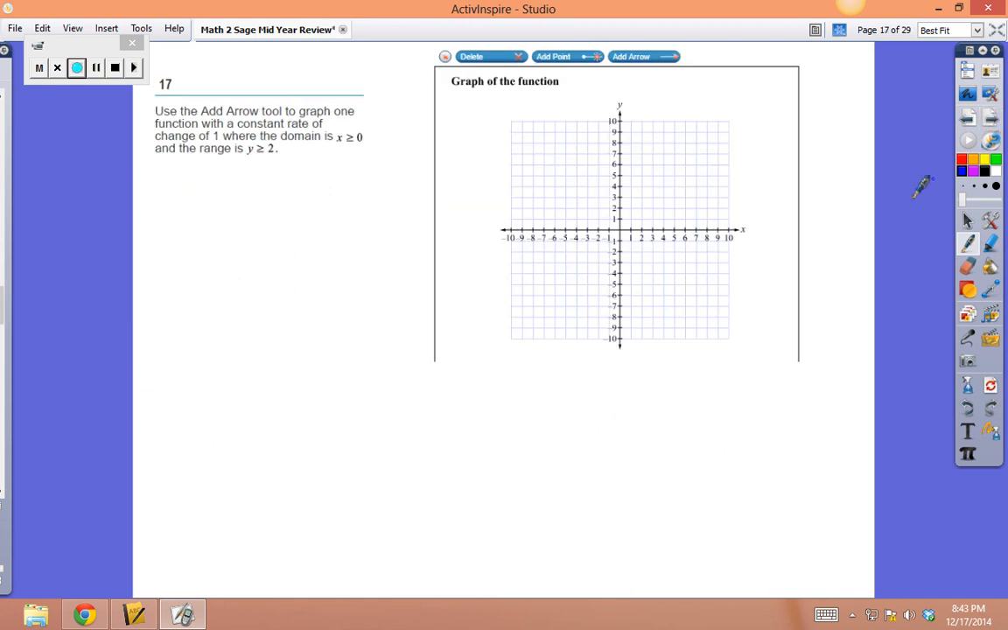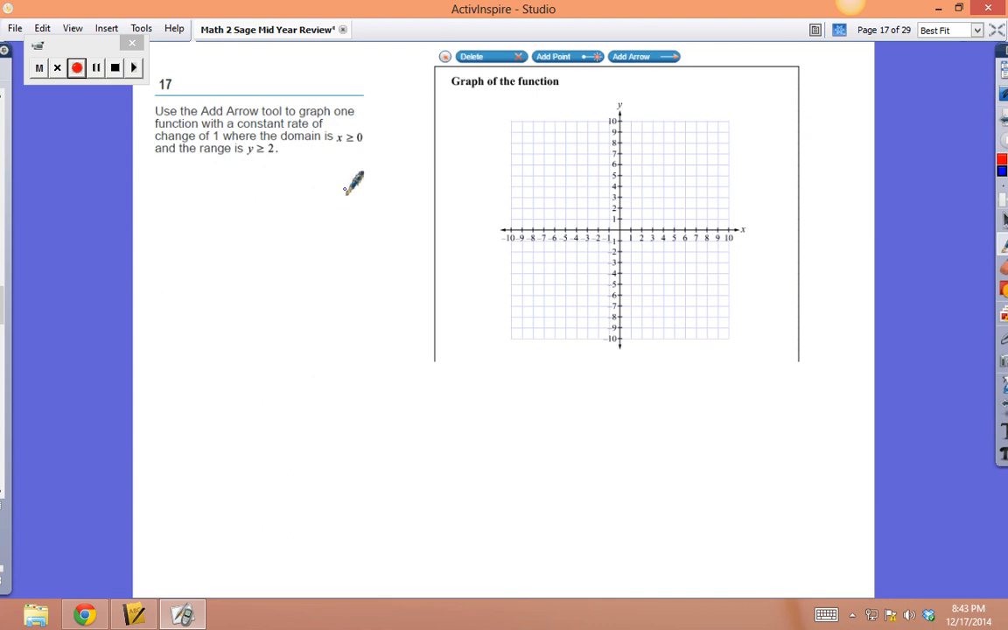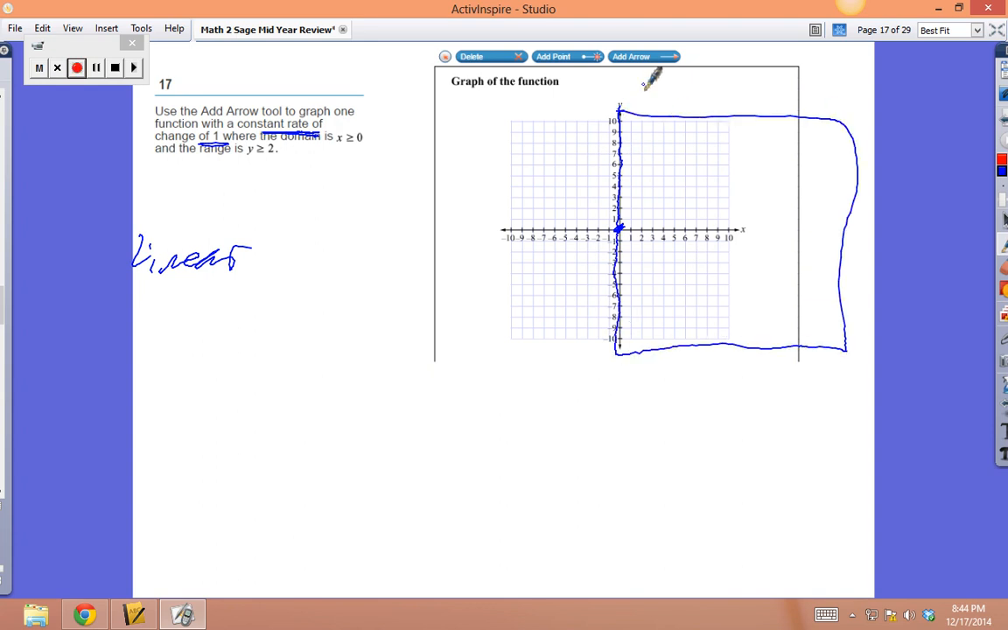Okay, last one for part 1. So part 1, okay, you need to draw your own line, but it has to have a constant rate of change of 1. So that means it's going to be linear. And your window is anything, x has to be anything greater than 0. So on my x number line, there's 0. So x has to be anything greater, so it can be anywhere over here.